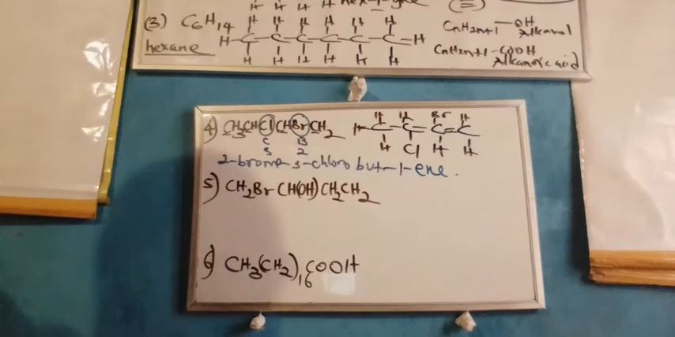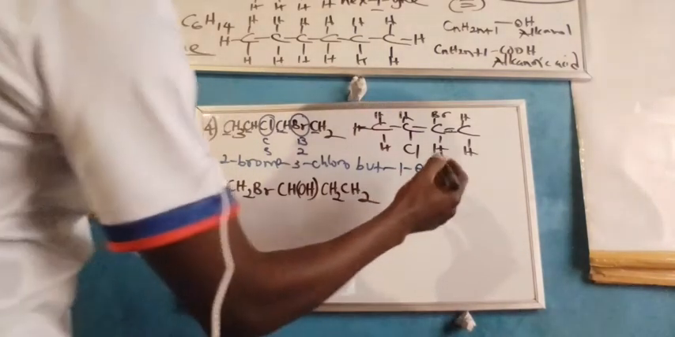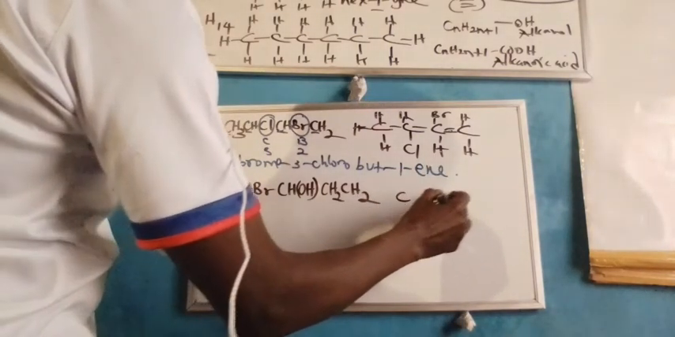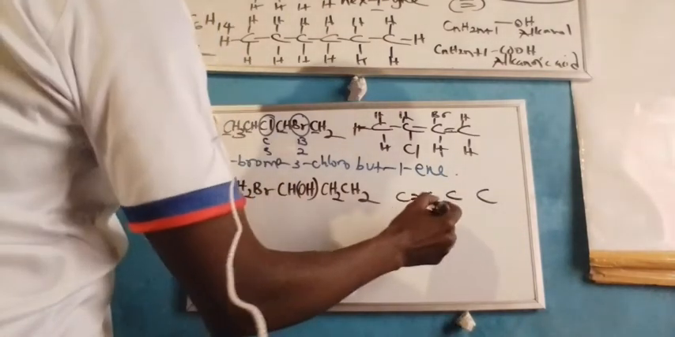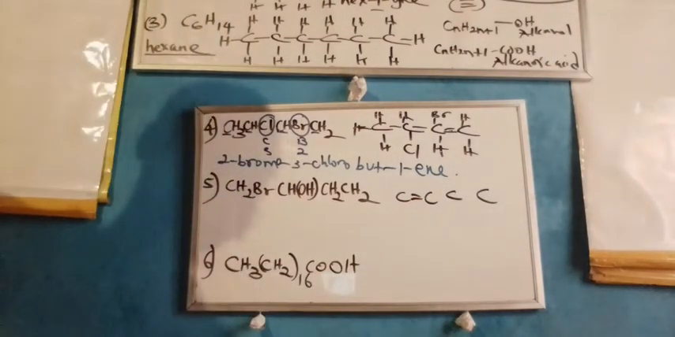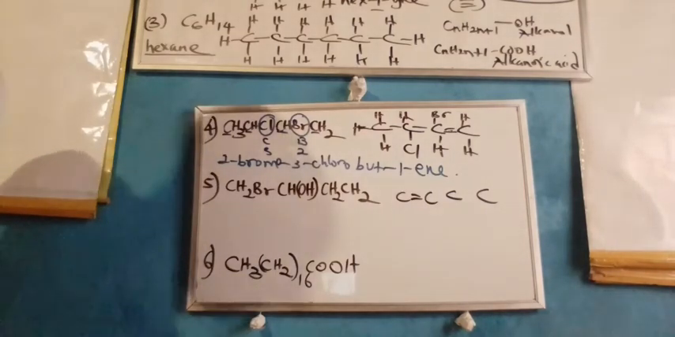What will be the case in the event that the bromine was on the left-hand side? It will still mean that if we had 1, 2, 3, 4, and the double bond happened to be on the left-hand side, which is not the case because we have a CH3. So I'll just leave that and let us do the next one.